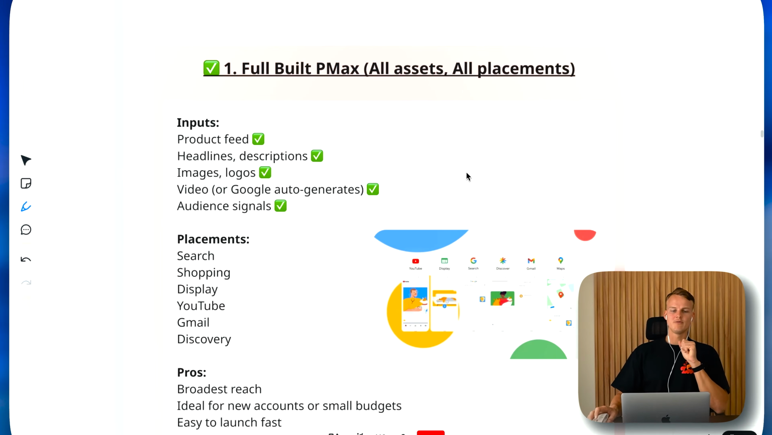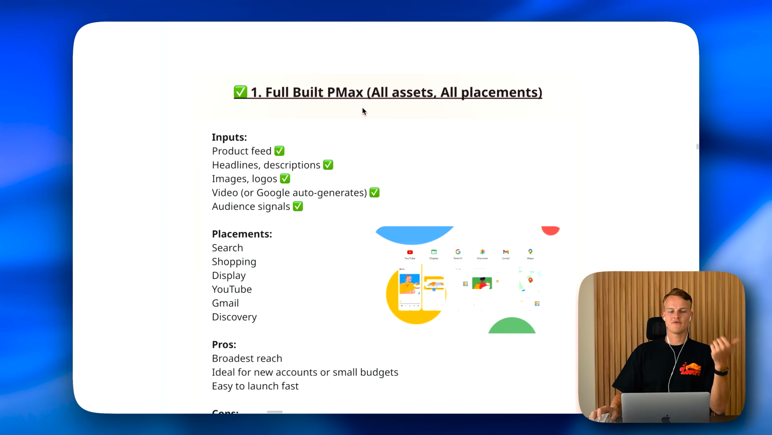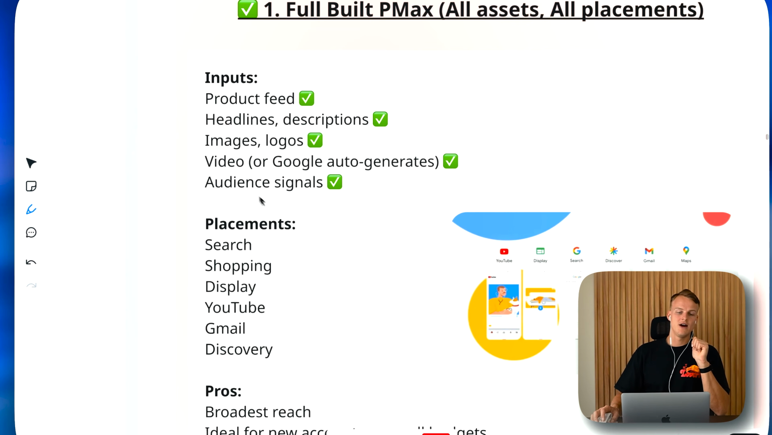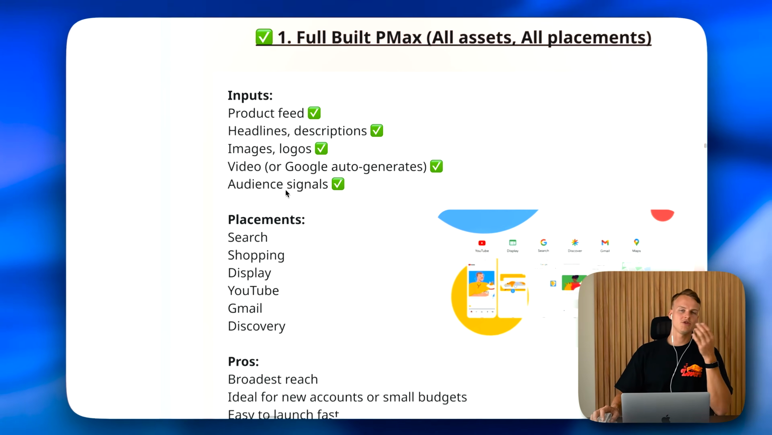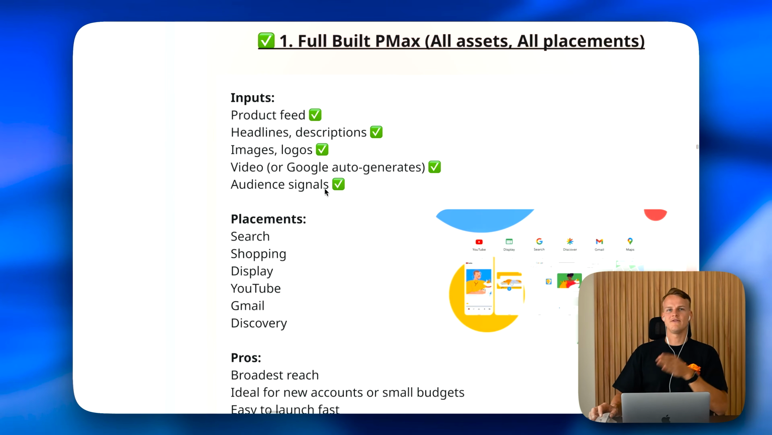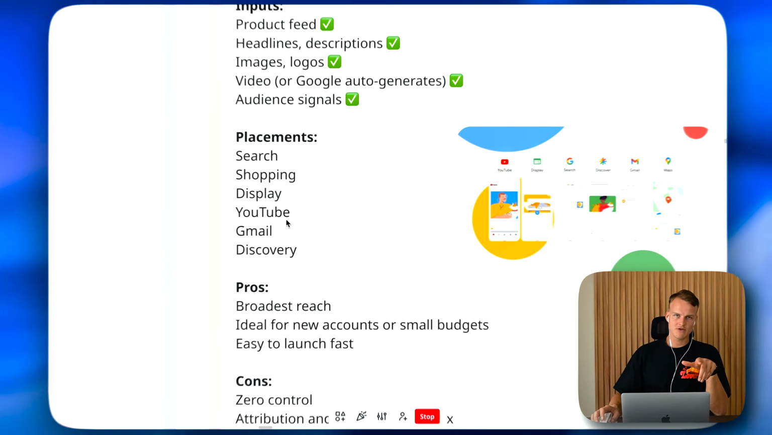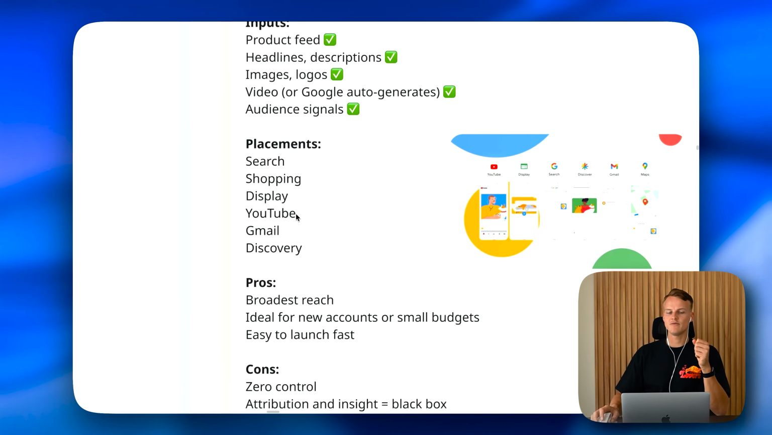When it comes to the full build Performance Max, you basically give everything to Google. So the feed, headlines, descriptions, images, logos, video, or Google auto-generates. So make sure you use an actual video in there. And you want to provide audience signals. So it's basically targeting, but it's a targeting advice to Google. It goes into all placements and you have zero control, and it might be useful, but we generally use Performance Max feed only for our clients and only full build in very specific cases.